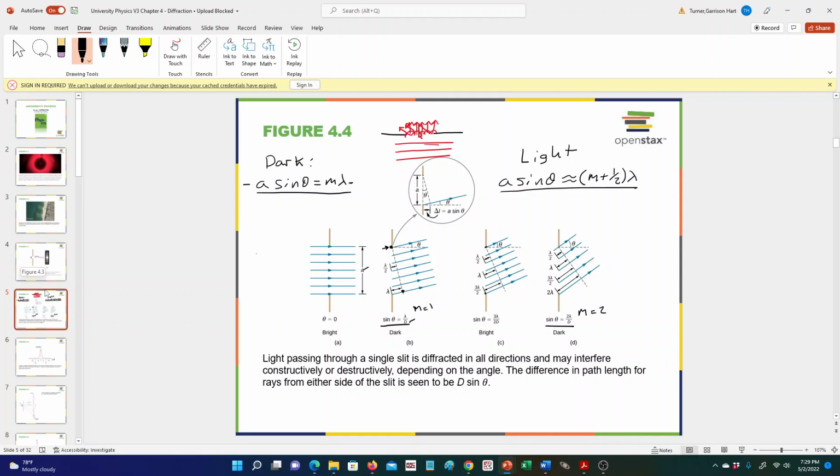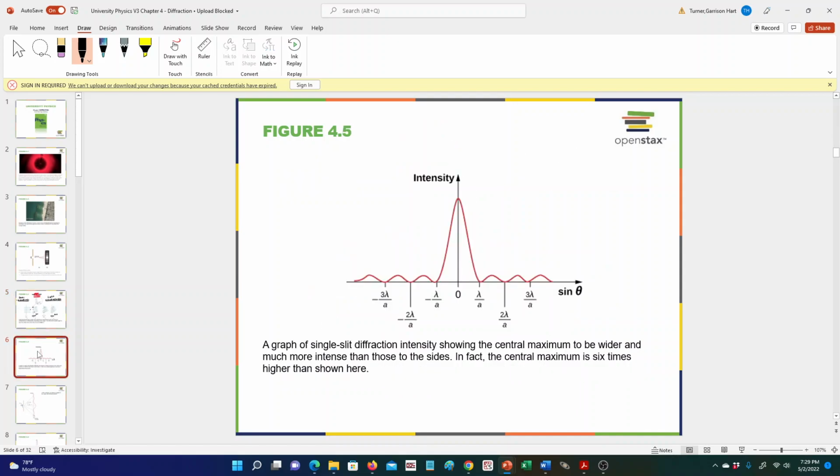So now, one thing that needs to be noted here is what m runs through. Here m is equal to 1, right? So you don't have a bright fringe at m equals 1/2. So your dark m will go from 0 to plus or minus 1.